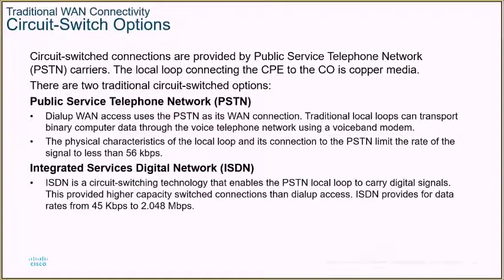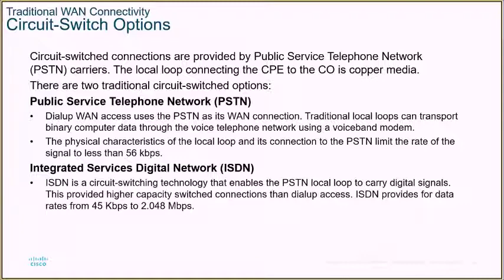Okay, so when it comes to circuit switched connections, provided by the Public Switched Telephone Network, or PSTN, the local loop connecting the CPE to the CO is copper media. There are two traditional circuit switched options. PSTN is a dial-up WAN using PSTN as its WAN connection. Traditional local loops can transport binary computer data through the voice telephone network using a voice band modem. The physical characteristics of the local loop and its connection to the PSTN limit the rate of signal to less than 56 kilobits per second, which is terrible.